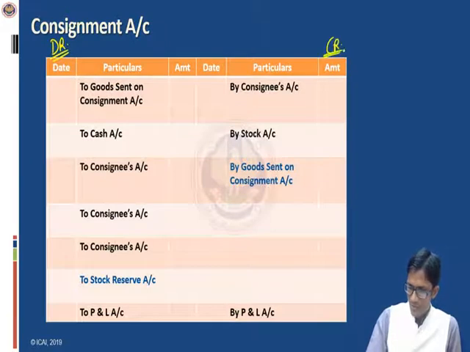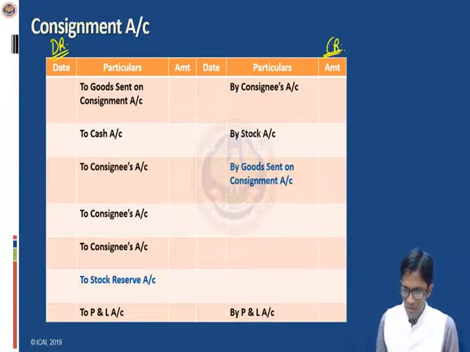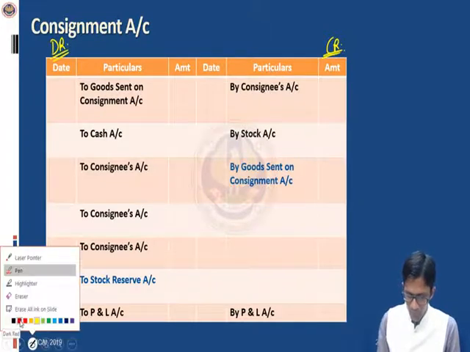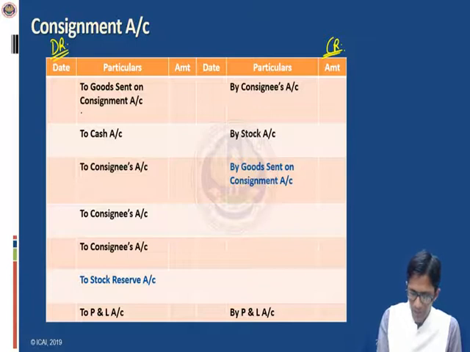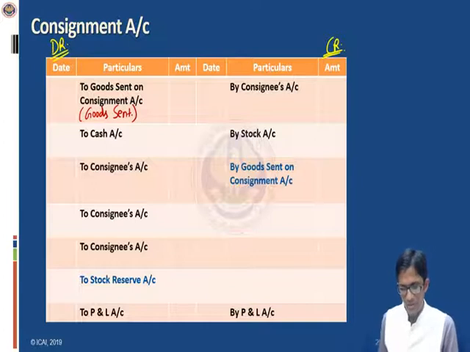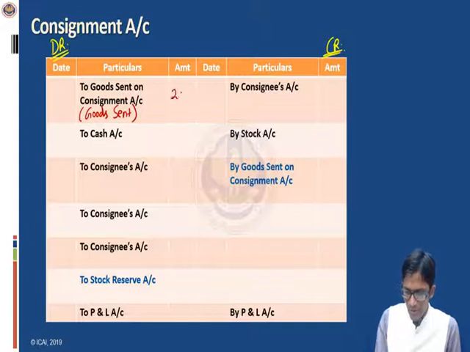credit side. The first entry here is on the debit side, to goods sent on consignment account. So this is for what? I think you have identified it. This is for goods sent by consignor to the consignee's place, right? So in our example, we had taken goods sent as rupees 200. Let me write it.